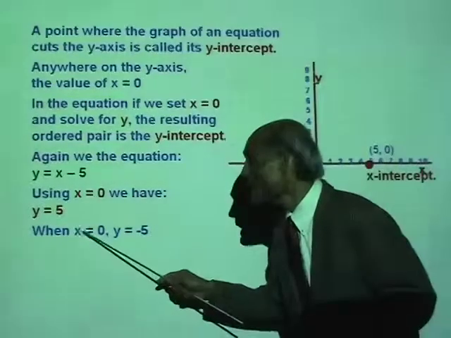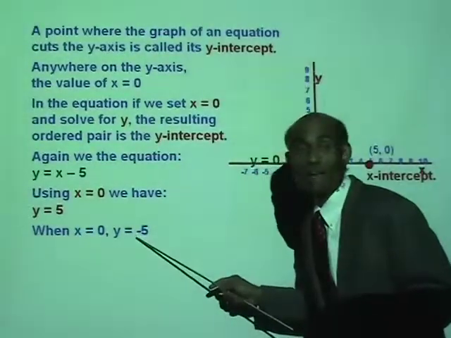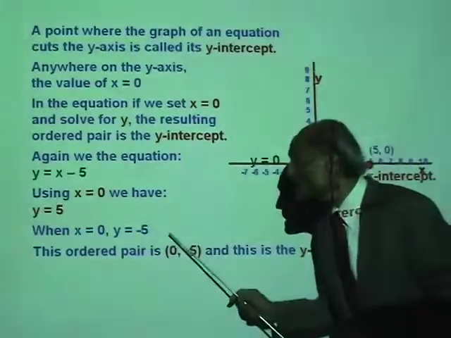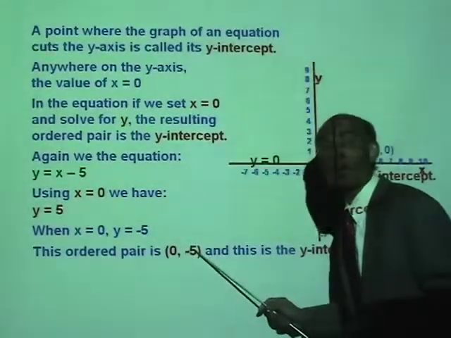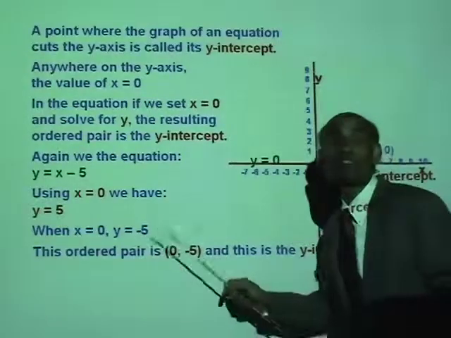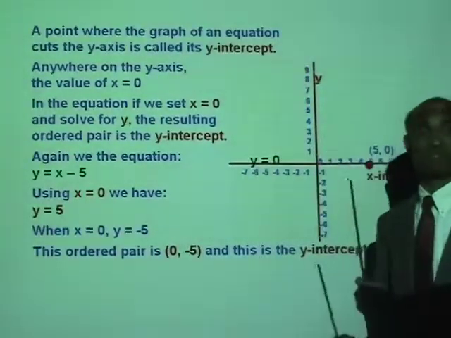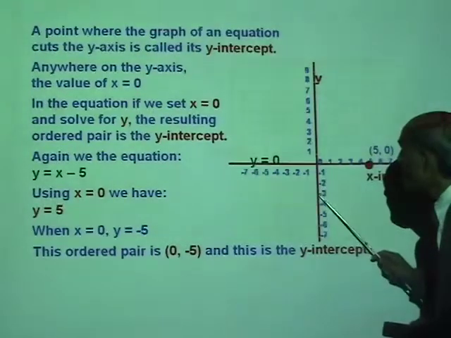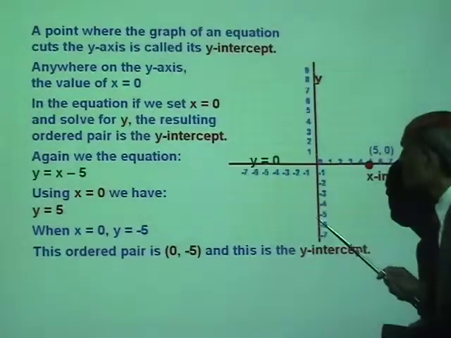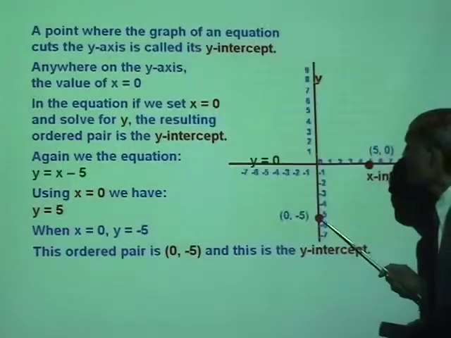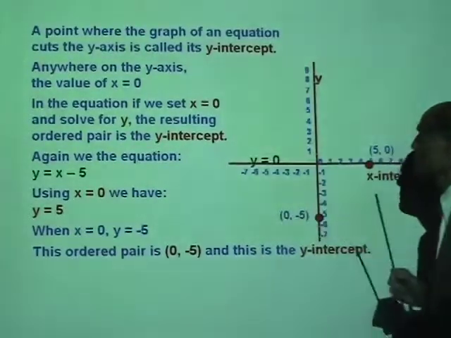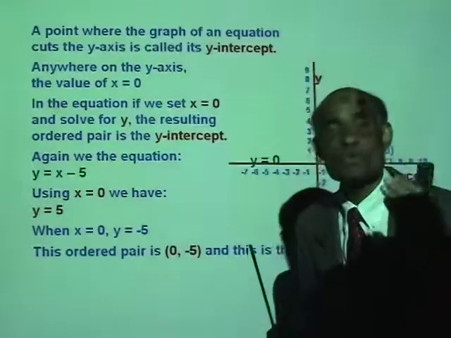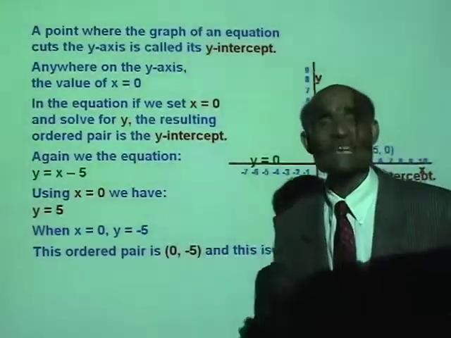Well, when x equal to 0, y equal to negative 5, therefore the ordered pair is 0, negative 5, and this is the y-intercept. Can you mark this? X equal to 0, y equal to negative 5 is this point. This is the y-intercept, 0, negative 5. Now look at the way we obtain two ordered pairs very easily.